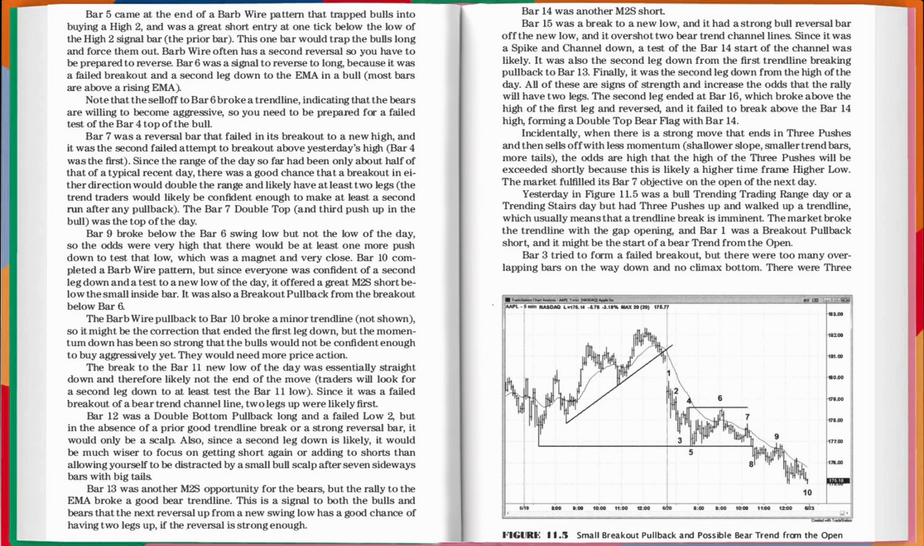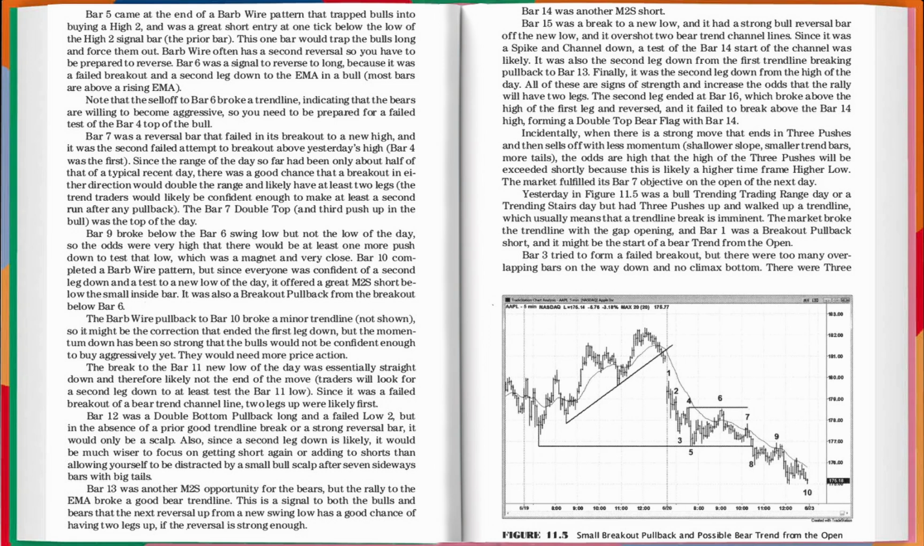Bar 13 was another M2S opportunity for the bears, but the rally to the EMA broke a good bear trendline. This is a signal to both the bulls and bears that the next reversal up from a new swing low has a good chance of having 2 legs up, if the reversal is strong enough. Bar 14 was another M2S short. Bar 15 was a break to a new low, and it had a strong bull reversal bar off the new low, and it overshot 2 bear trend channel lines.